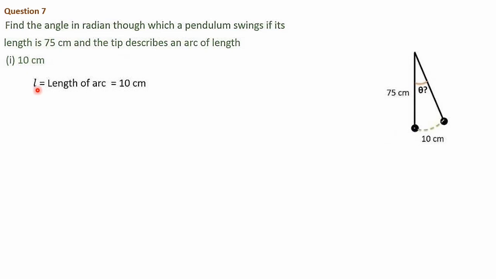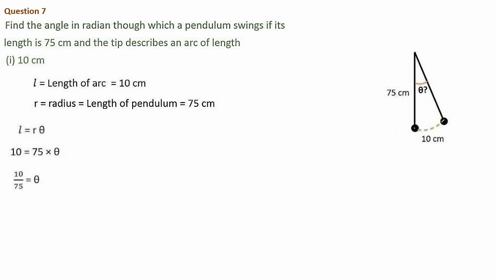l is equal to the length of the arc, that is 10 cm, it is given to us. r, the radius, is also given to us, 75 cm. l is equal to r theta, we know the formula. Length of the arc is equal to radius into theta. That is 10 is equal to 75 into theta. 10 is our length of the arc, 75 cm is the radius and theta is the angle.